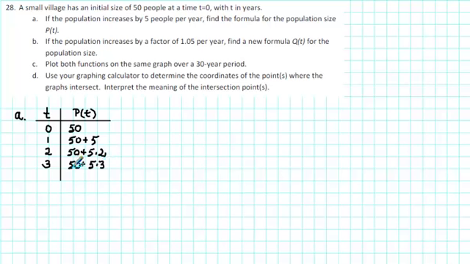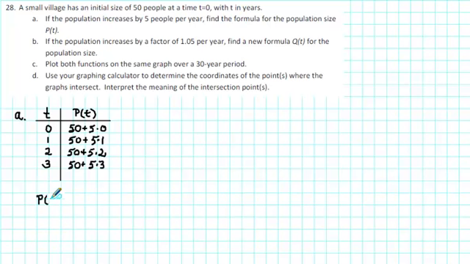Notice the pattern. We've got 50 plus 5 times 3, 50 plus 5 times 2. For 1 year, we could write that as 50 plus 5 times 1. And for t equals 0, we could even write that as 50 plus 5 times 0. So what is our formula for P of t?